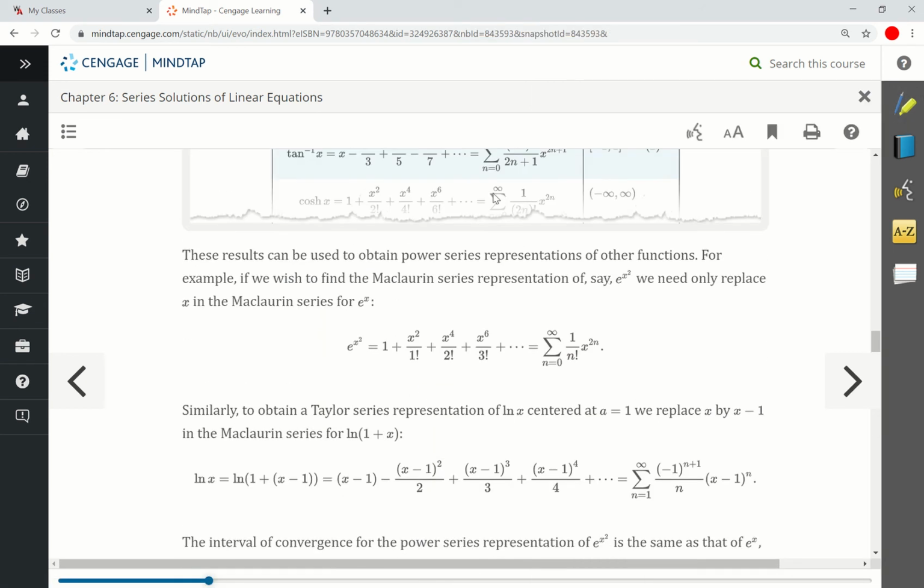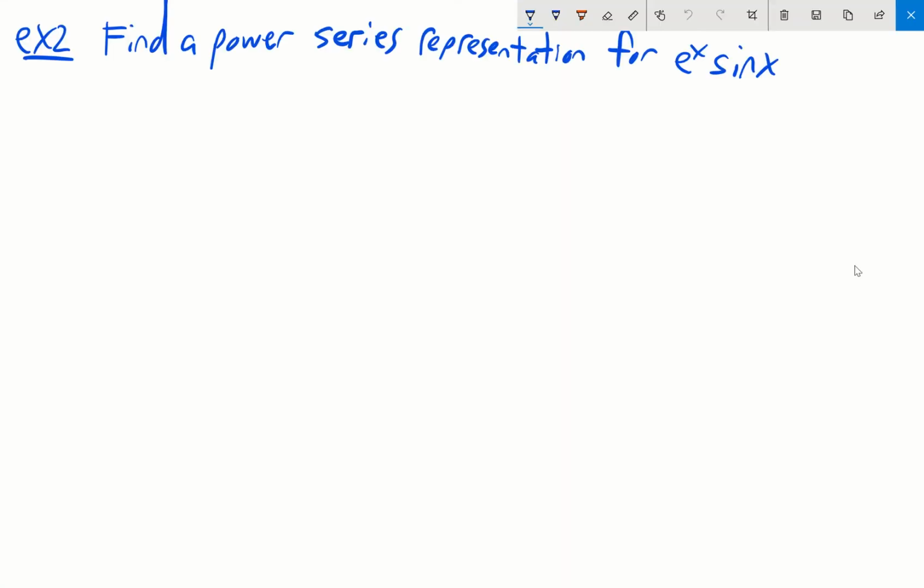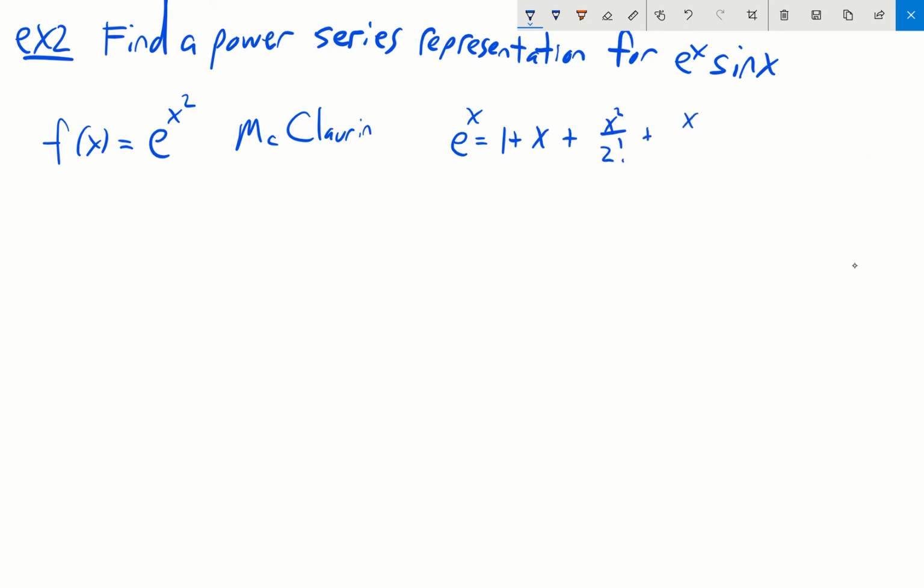Okay. We can also use these to generalize to find Maclaurin series for other functions. For example, we don't have to reinvent the wheel every time. Let's suppose we wanted to find a Maclaurin series for e to the x squared. So let's go ahead and do that. Well, one of the things that we know is if I write out the series for e to the x. So again, e to the x, this was equal to 1 plus x squared over 2 factorial plus x cubed over 3 factorial, etc.